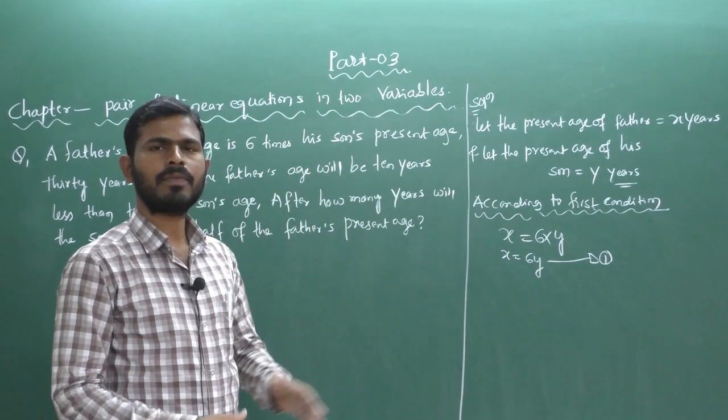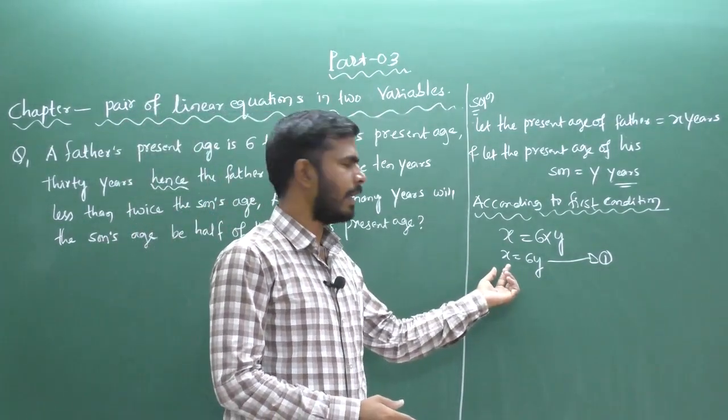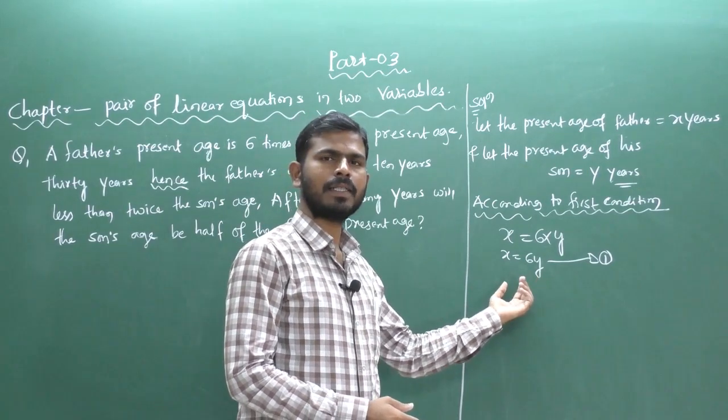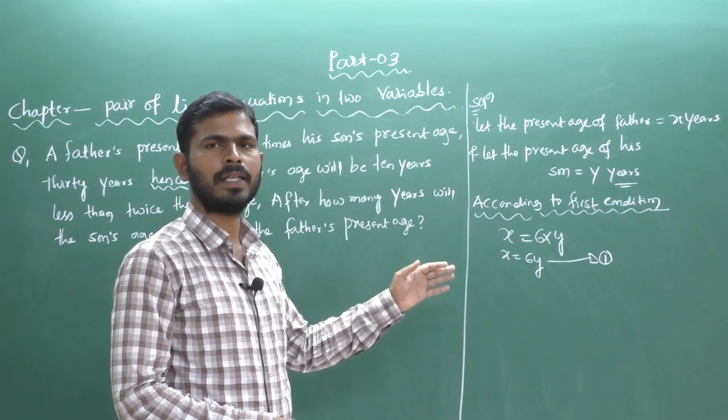So this is also the general form of a pair of linear equations in two variables. Suppose I take x minus 6y equal to nothing, that is 0. So this is also a form of a pair of linear equations.